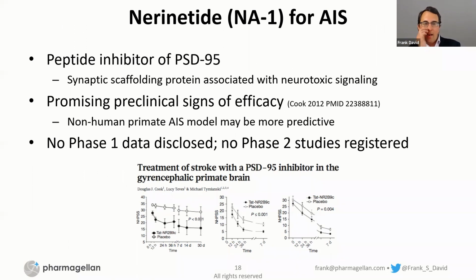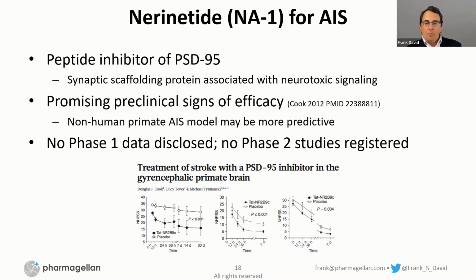It's a peptide inhibitor of a scaffolding protein. Essentially, it's supposed to inhibit a neurotoxicity loop that gets set up in response to injury in the neuron. So basically, it's trying to break the self-amplification of the neurotoxicity that will eventually lead to cell death.